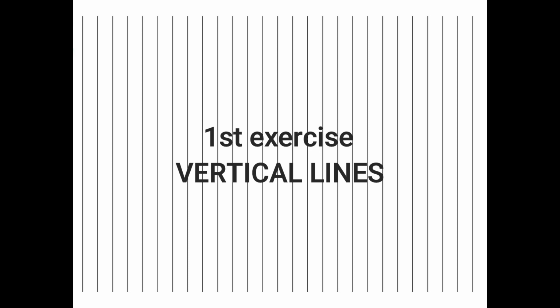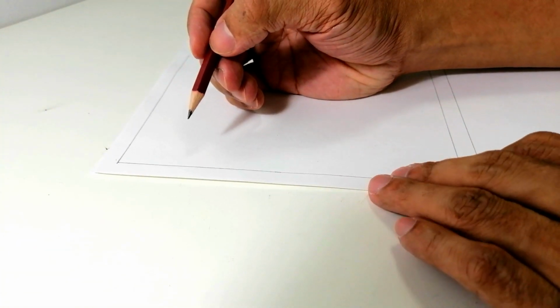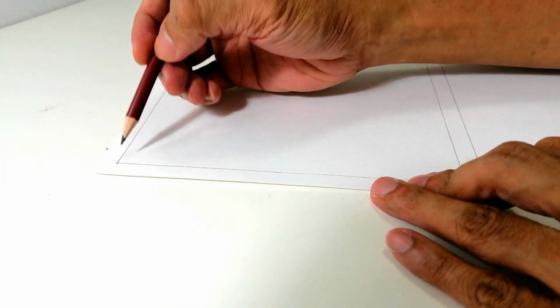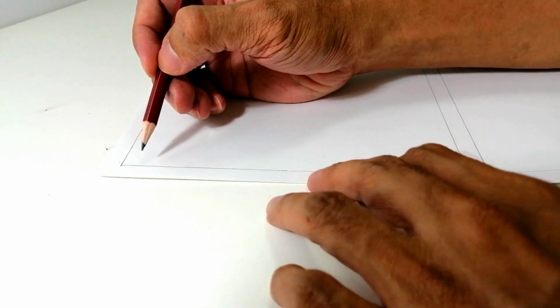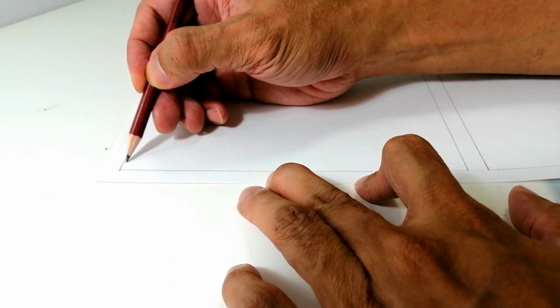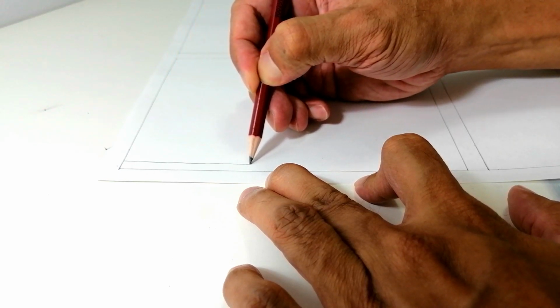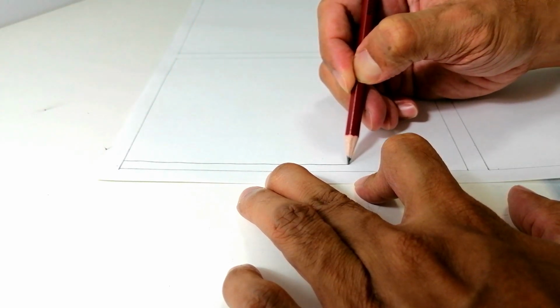Okay guys, so first exercise, vertical lines using freehand drawing. Basically, in creating straight vertical lines in freehand, we need to practice three things. First, writing grip control. Second, arm muscle teamwork. Then third, point to point line boundary. Okay, so we can start with writing grip.